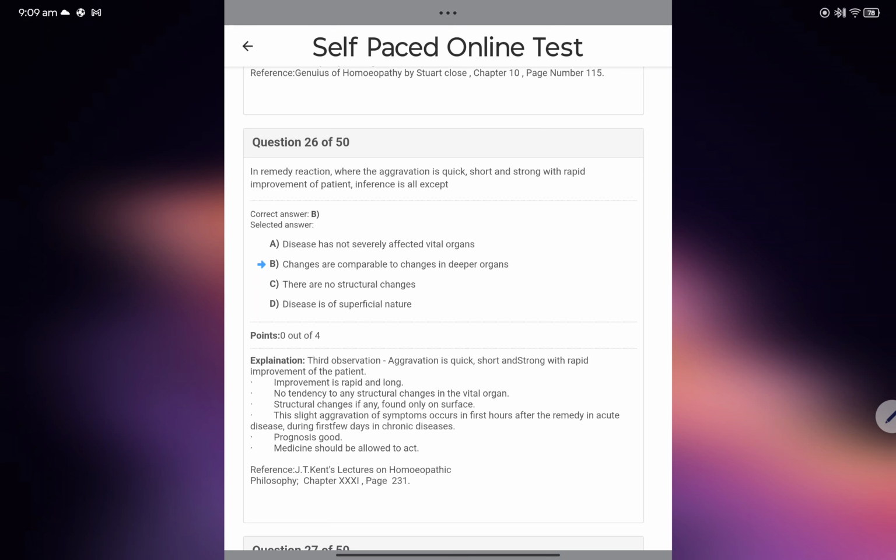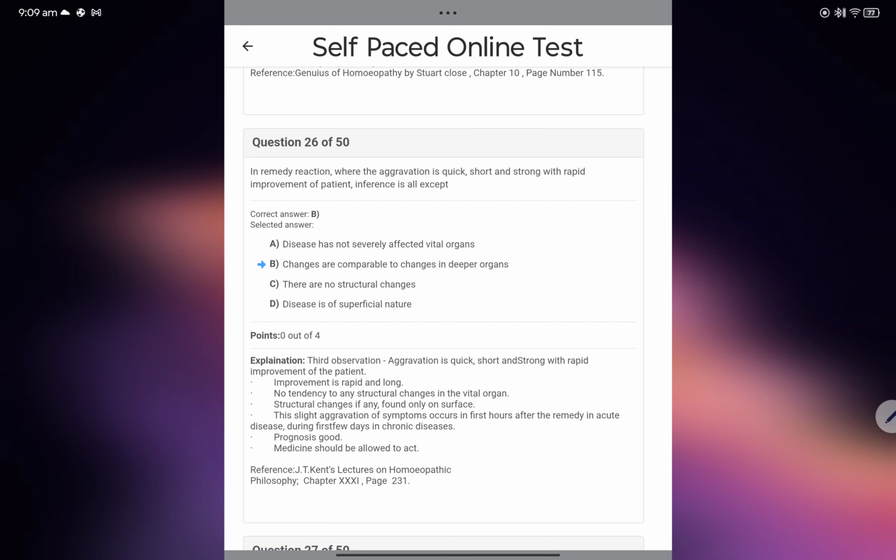In remedy reaction, where the aggravation is quick, short and strong with rapid improvement of the patient, the inference is: number 1, disease has not severely affected vital organs. Number 2, there are no structural changes, and number 3, disease is of superficial nature.